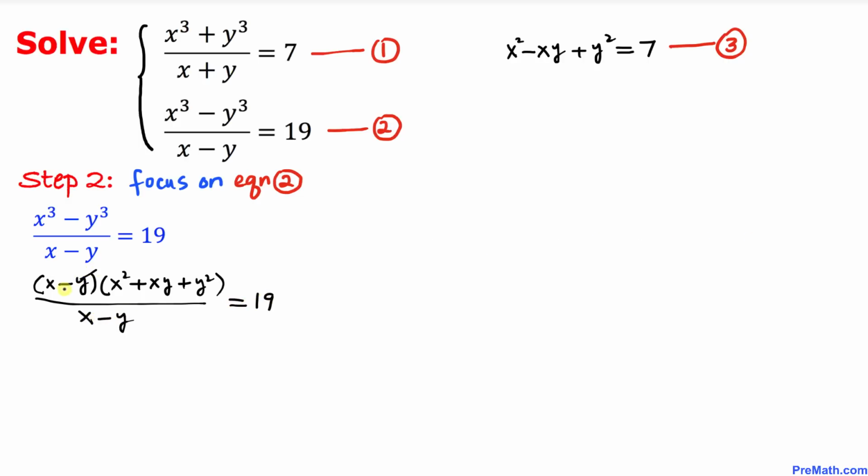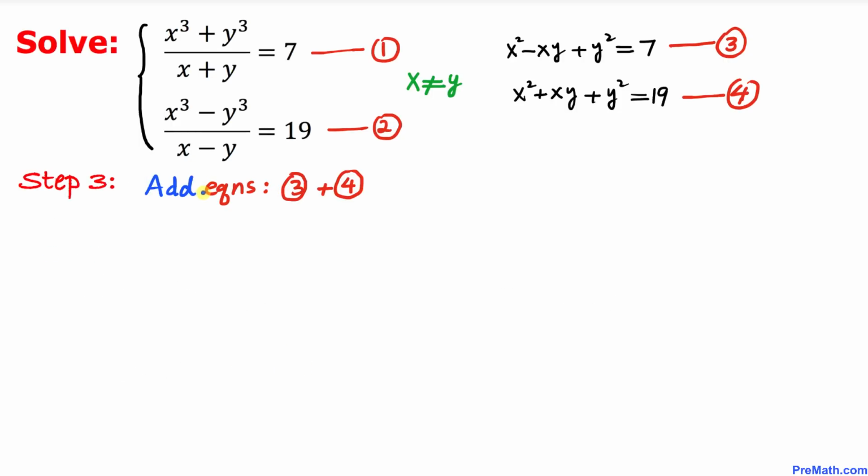Now we can see that this x minus y and this x minus y cancel out. And one thing, just make sure that x minus y must not be equal to 0. That means x must not be equal to y. So we got on the left hand side x square plus xy plus y square turns out to be 19. Now let me call this equation number 4.